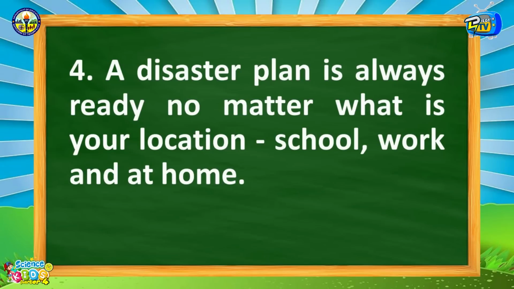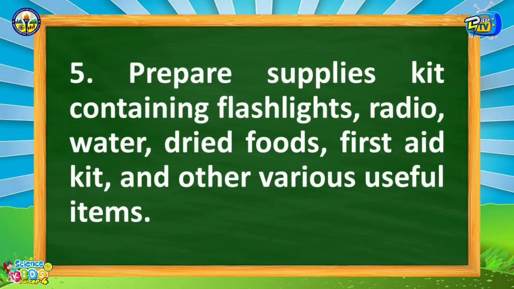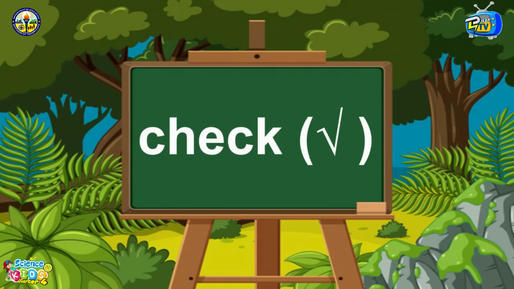Number 4. A disaster plan is always ready no matter what your location is: school, work, and at home. What is your answer? If it is a check, then you are correct. Number 5. Prepare a supplies kit containing flashlights, radio, water, dried foods, first aid kit, and other various useful items. What is your answer? If it is a check, then you are correct.